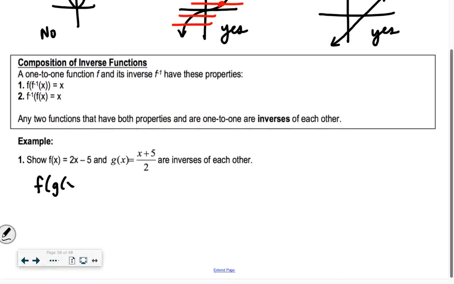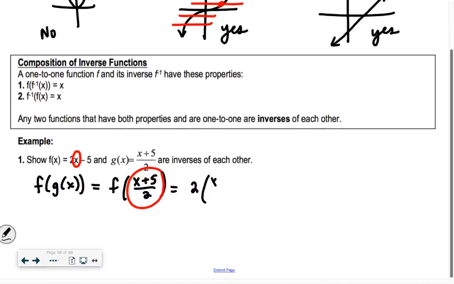So if I do f of g of x, I'm going to do f of x plus 5 over 2. So I'm going to take that x plus 5 over 2, and I'm going to replace the x with it. So I'm going to have 2 times x plus 5 over 2 minus 5. And as we simplify, you guys see the 2's will cancel. It's like 2 over 1, so the 2's cancel. So I get x plus 5 minus 5, which is x. Okay?